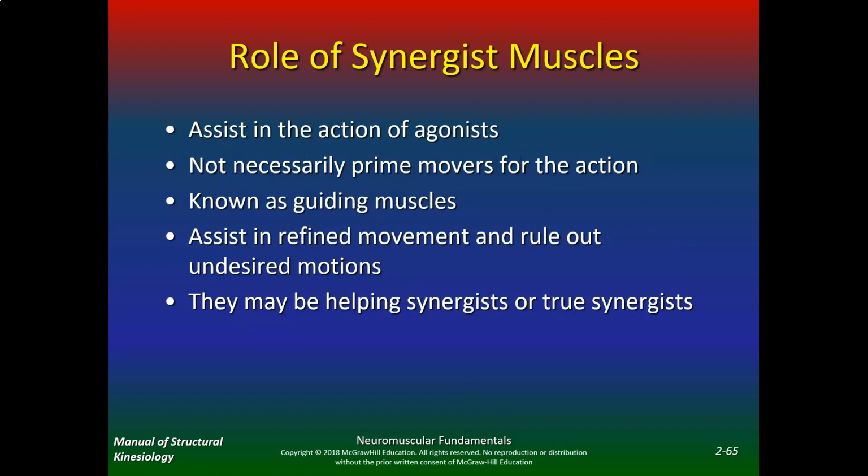Assists in the action of the agonist, not necessarily prime movers. They're known as just guiding muscles. Assist in refining movement and rule out undesired motions, and they may be helping synergists or true synergists. So when you do your case studies of the different exercises, I want to know which are the agonists, which are the antagonists, which ones are the fixators, which ones are the synergists, and that way we learn as a class all the muscle groups, because it would be silly for me to go through every single motion and every single muscle in the body. I just couldn't do it. But when you do your projects, we'll definitely go over that.